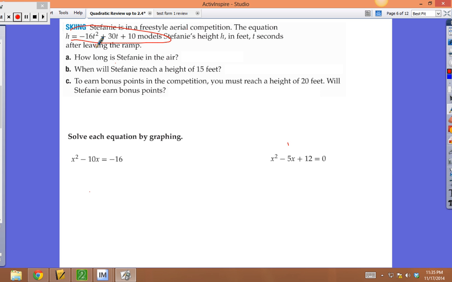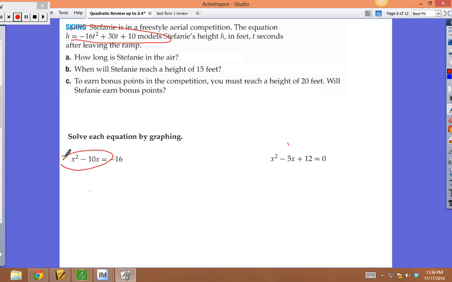Okay, how long is she in the air? A. So I want to see when she hits the ground. She's going to hit the ground at 2.1 seconds. So she's not in the air very long. When is she going to hit 15 feet? She's going to hit 15 feet twice. Once going up at about 0.2 seconds, and then once coming down at about 0.75 seconds.